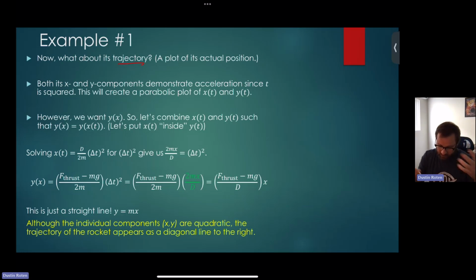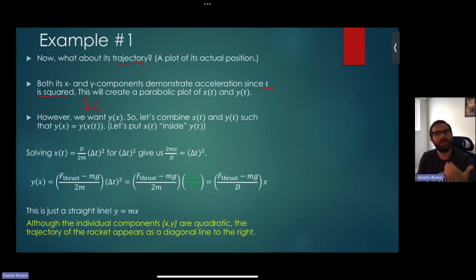So both its x and y components demonstrate acceleration. Okay, remember both of those terms have t squared. So that means the plot of these are going to have some sort of parabolic shape to it. Okay, we've got an acceleration in the x direction and the y direction.